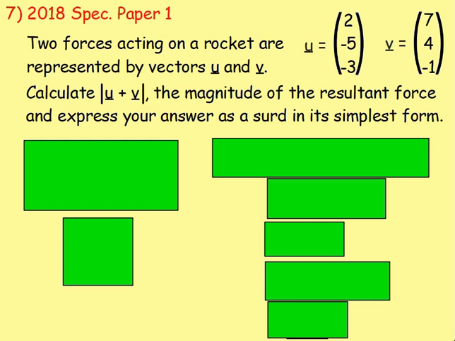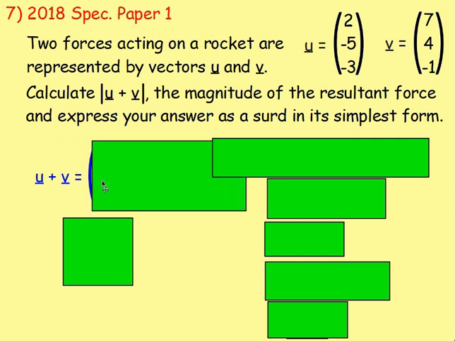2 forces acting on a rocket are U and V. They're represented by vectors U and V. U has a component 2, negative 5, negative 3, and V has a component 7, 4, negative 1. Calculate the magnitude of U plus V, which is the resultant force, and express your answer as a surd in its simplest form. So, how do we do this?